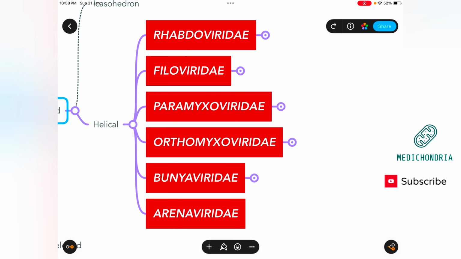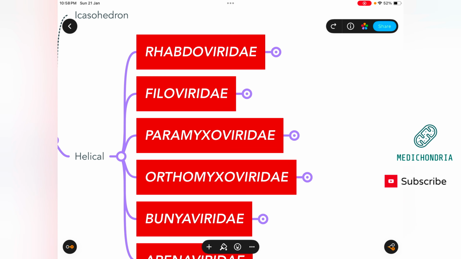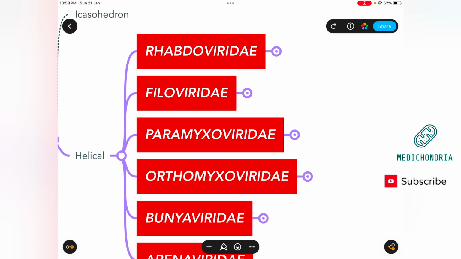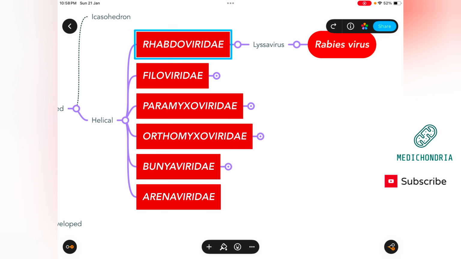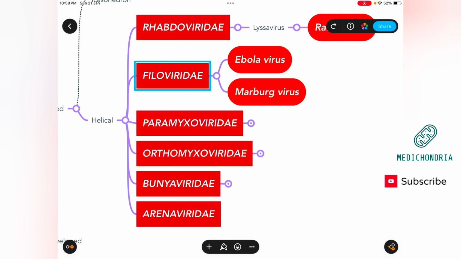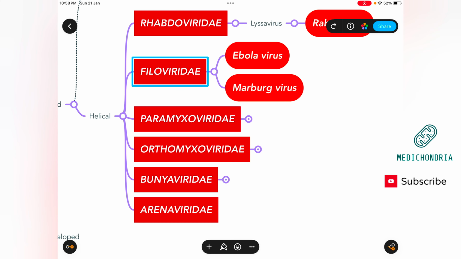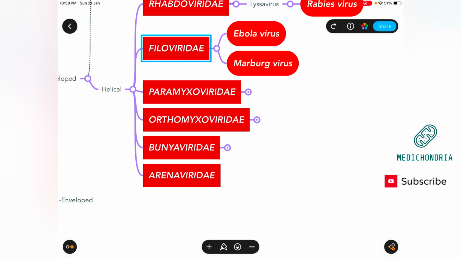six families. In the first place we have Rhabdoviridae. We all know rabies, Lyssavirus genus. We got rabies viruses. Next we got Filoviridae. This includes Ebola and Marburg. These are endemic diseases in Africa, especially Congo and the other regions of Africa. And next we got Paramyxoviridae.